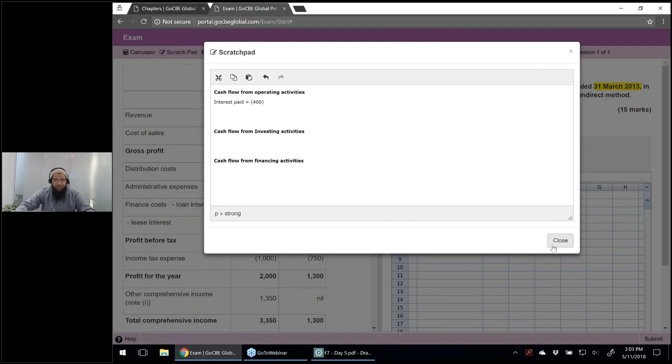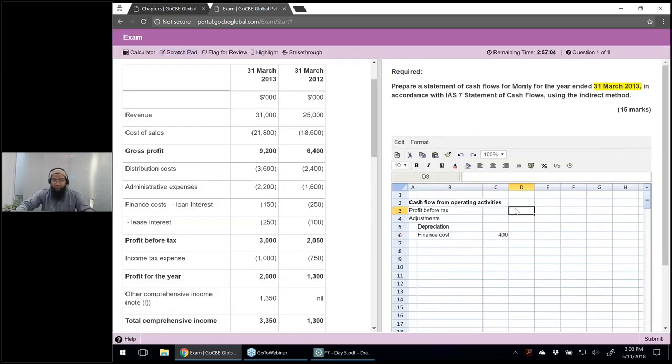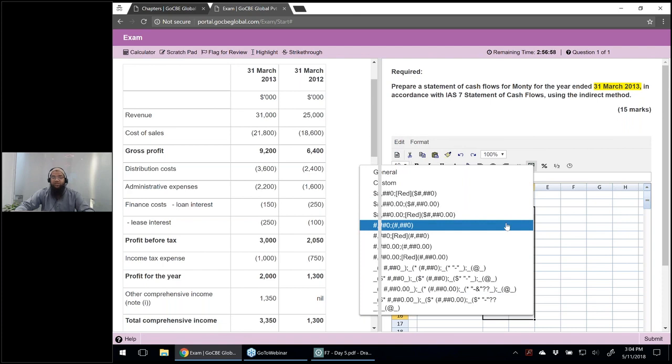Okay. So now the profit before tax was 3000. So we'll be writing profit before tax of 3000 over here. We can select these values and apply the formatting. This option we are going to select in the format.